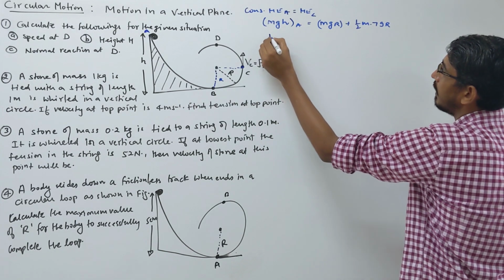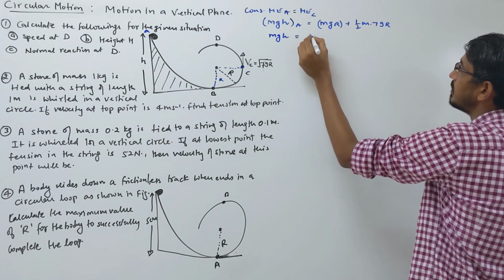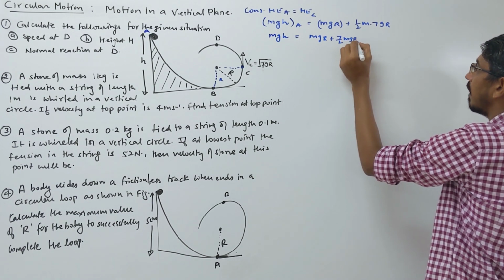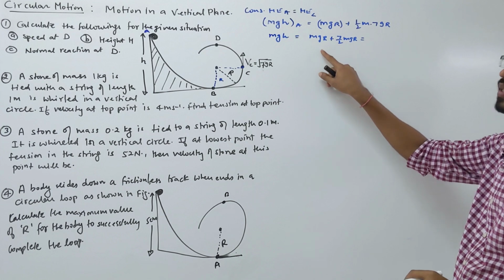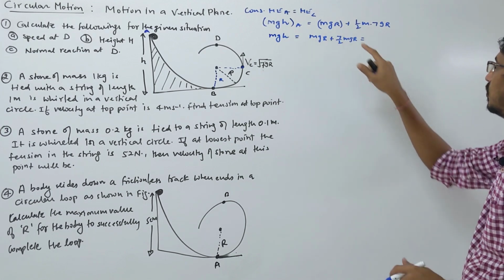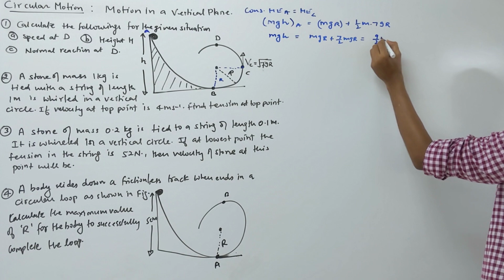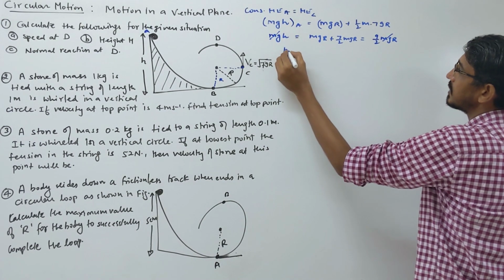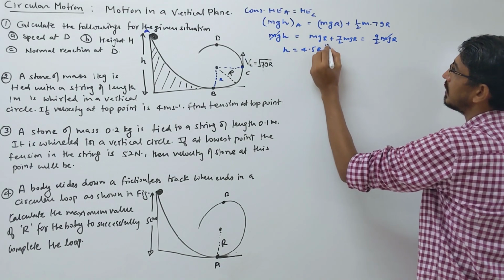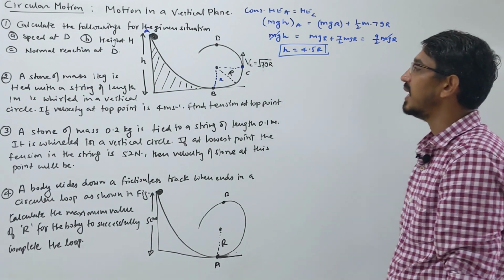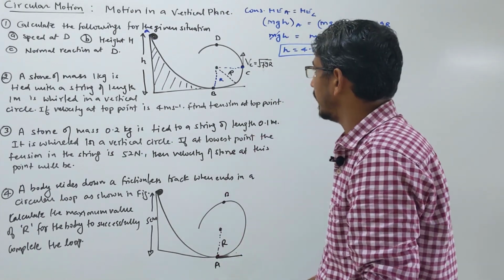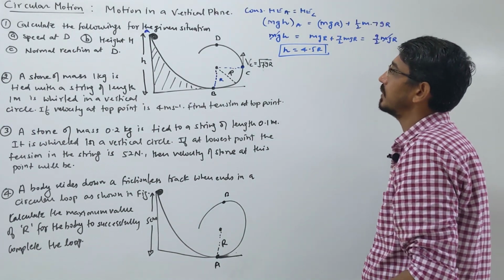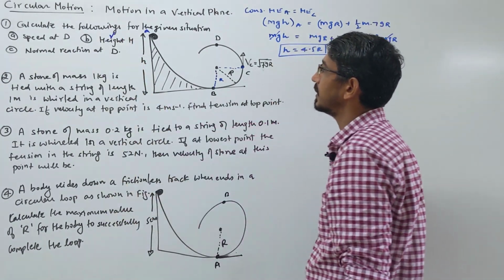Look here, mgh is equal to mgr plus 7 by 2 of mgr. If you simplify, mgr plus 7 by 2 mgr, this becomes 2 plus 7 over 2, which is 9 by 2 of mgr. You see mg cancels on both sides. So h simply comes to 4.5 times the radius of the loop. So that's the height. Another question we'll see later where the opposite question will be there. So this is the answer for your height. We have done this.